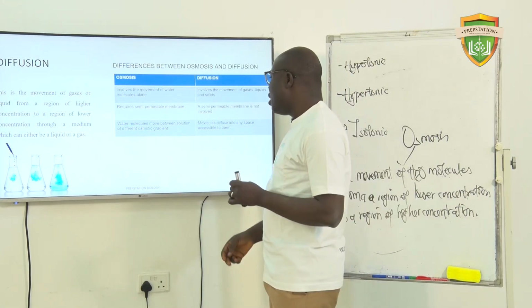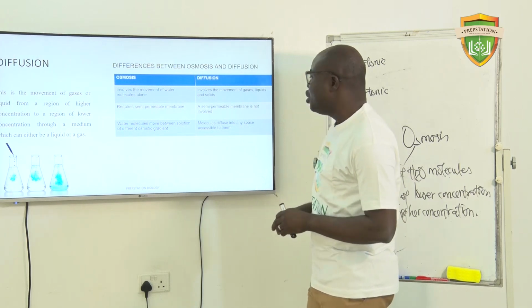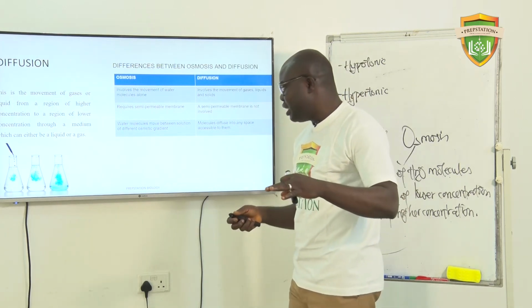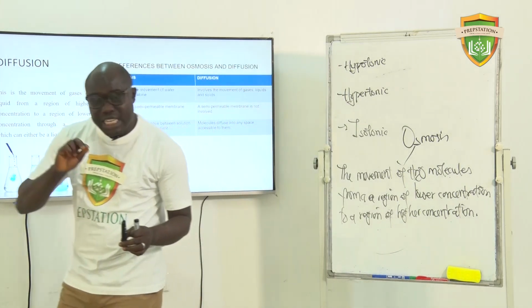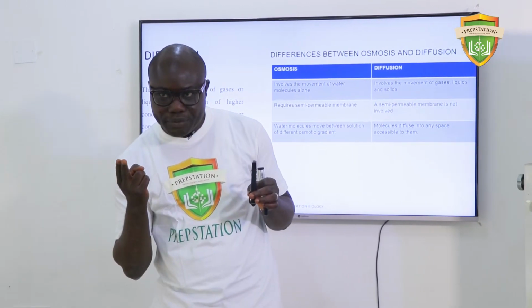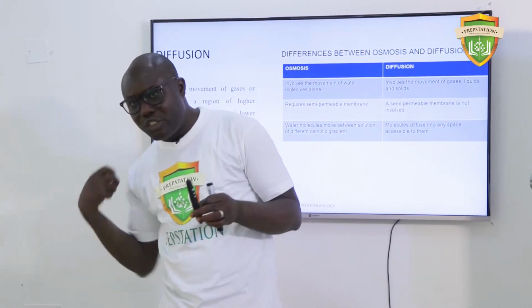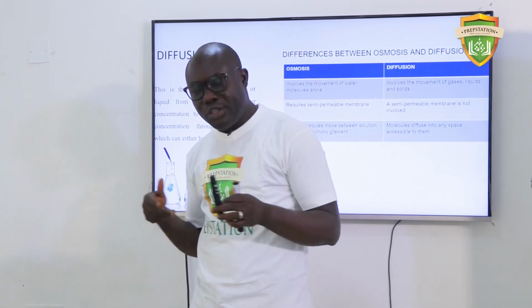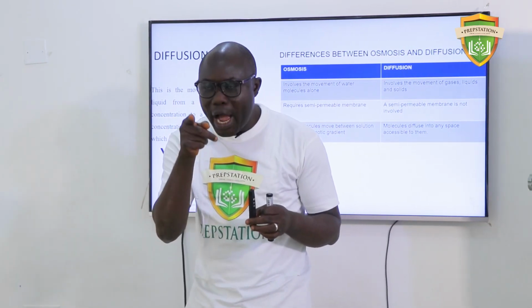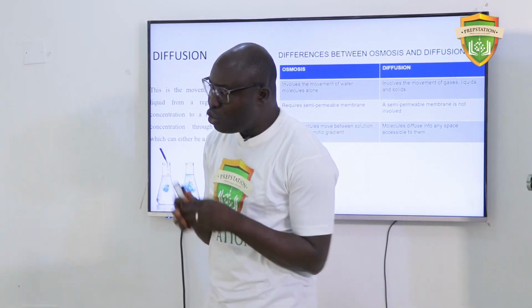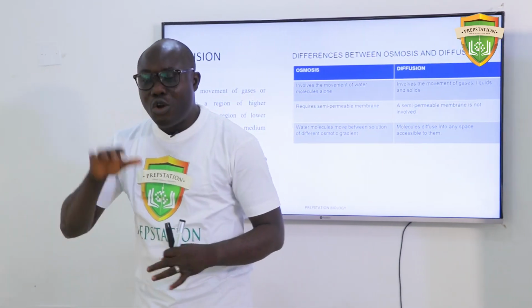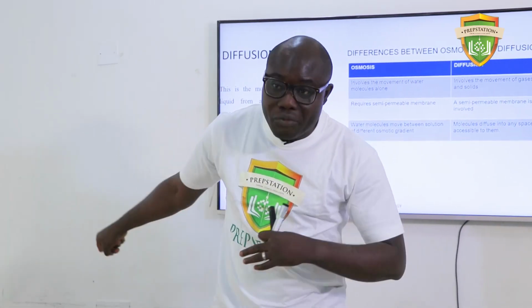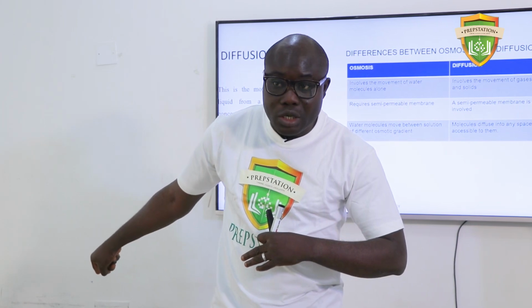Then, in osmosis, water molecules move between solutions of different osmotic gradients. I'm going to explain this. When I said osmotic gradient, I'm talking about the concentration gradient. When I was using the earthworm and salt to explain that time, the reason the earthworm was able to lose water was because the concentration in the earthworm was different from that of the environment, from the salt. You get my point now?